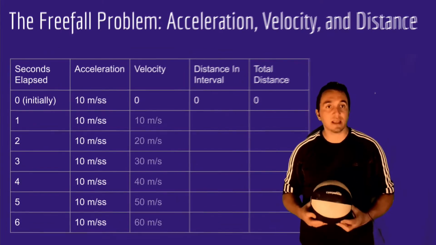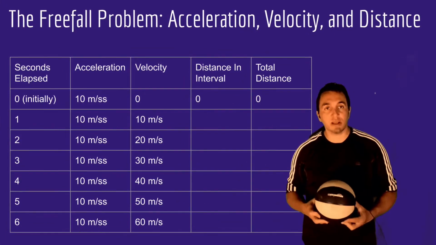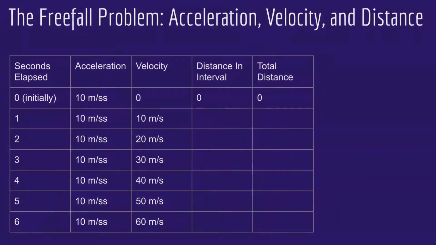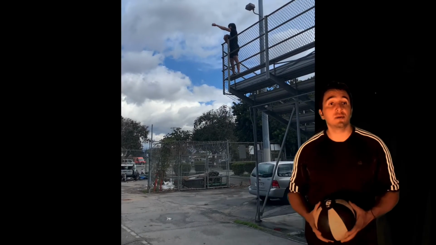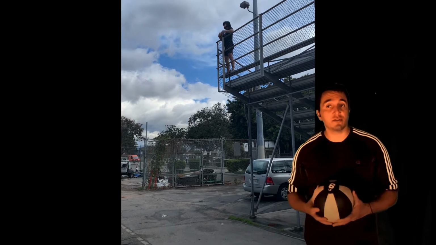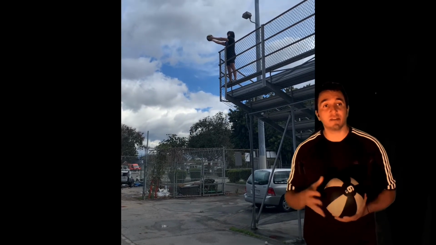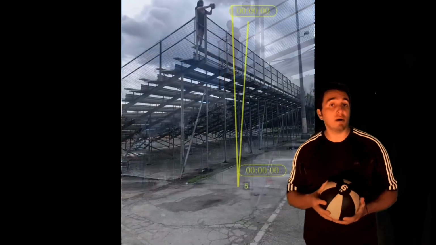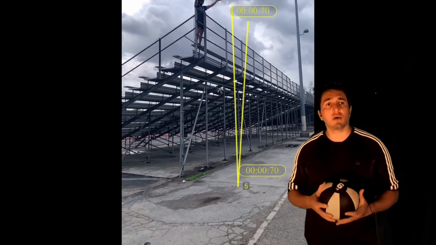So each second it goes 10 meters per second faster. And so to do a little experiment, my assistant Sean and I went to the track and went to the highest point of the back of the bleachers, and we dropped a ball out of the air. And we recorded two measurements.